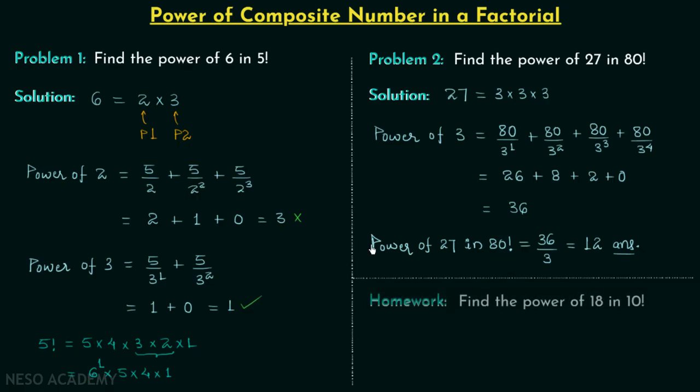And now we will move on to our homework problem. You need to find the power of 18, the composite number 18, in 10 factorial. Try to solve this problem, and once you have your answer, post it in the comment section.